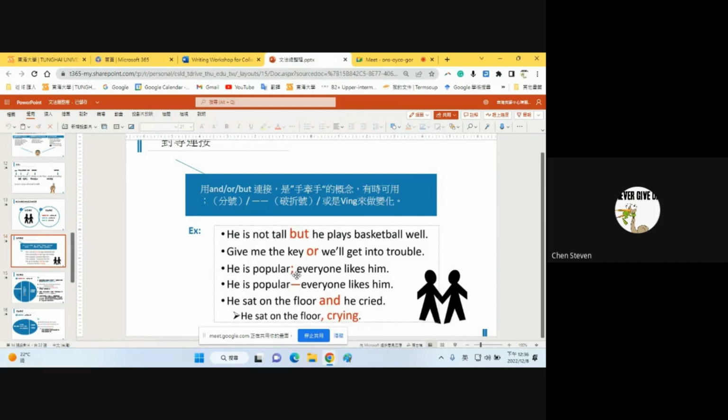And then other than that, we should have this. We can use a punctuation mark as the equivalent. You could use a semicolon, a dash, 造成开门见山的效果. And then, within two closely related verbs, the second verb could be changed to the ing form. He sat on the floor and he cried, and this could become he sat on the floor crying.